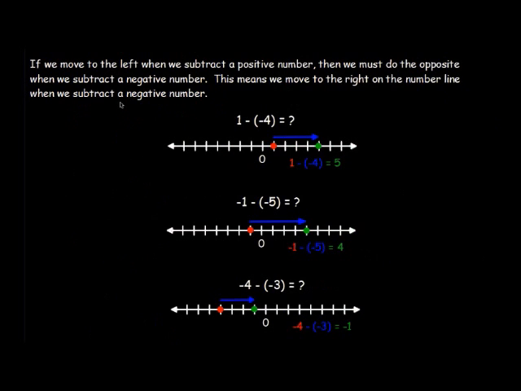Alright, now, if we move to the left when we subtract a positive, that means we move to the right when we subtract a negative. So this means what we just said. If you think about it, a negative is just the opposite. If you're subtracting a positive and you move left, the opposite of a positive is a negative, and the opposite of moving left is moving right. So that's what we just said here. So 1 minus negative 4 is positive 5. Negative 1 minus negative 5, positive 4. Negative 4 minus negative 3, negative 1.